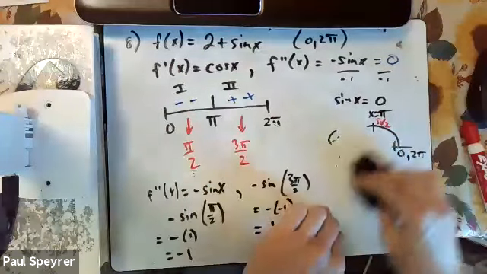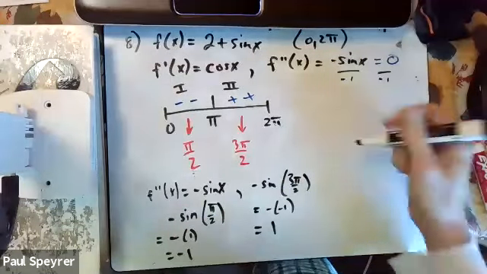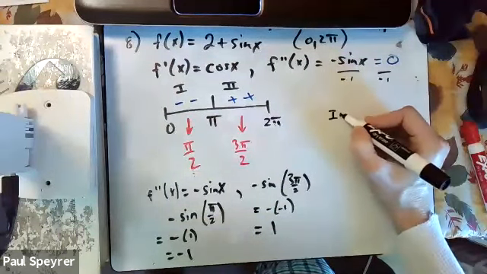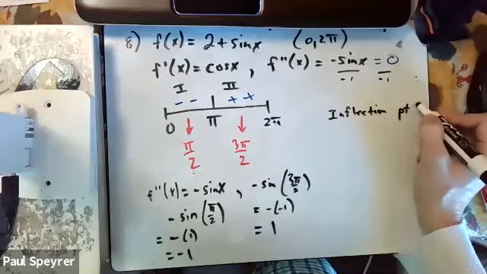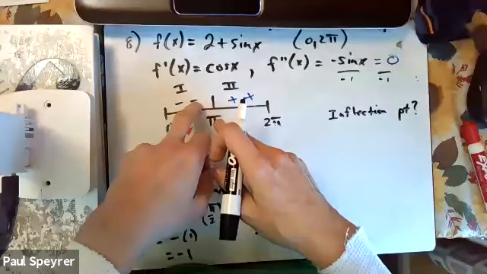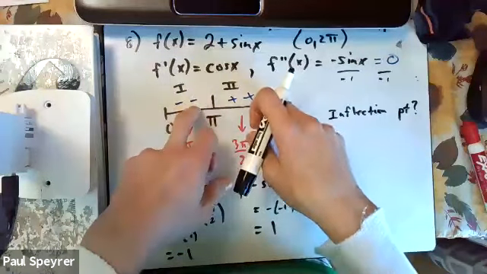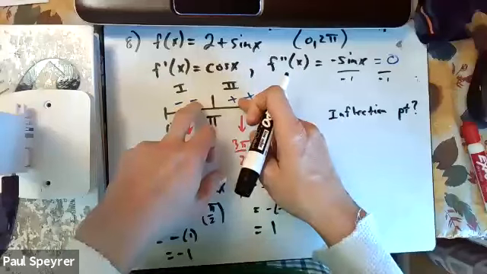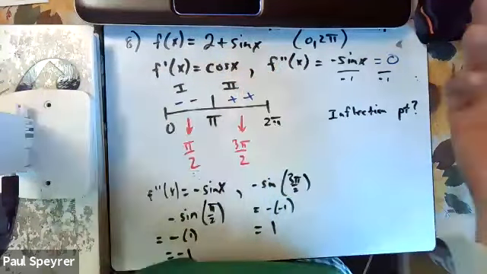So let's look at what we have. Do we have an inflection point? Yes, we do, because we have a transition in the second derivative from negative to positive. Remember, as long as you have that, you have an inflection point. If these were both negative or both positive in both regions, then we wouldn't have an inflection point, okay? But yes, we do at x equals pi.